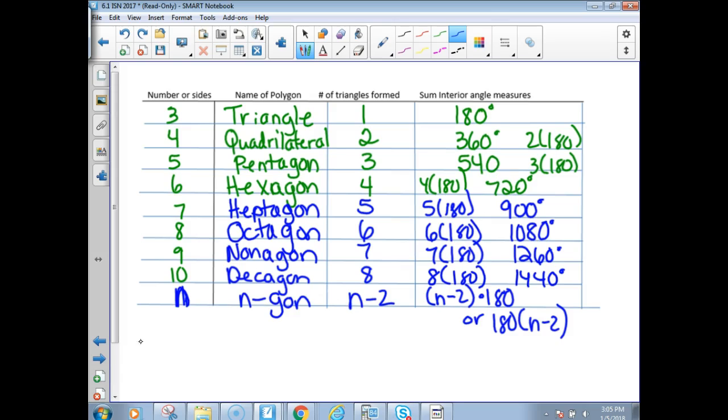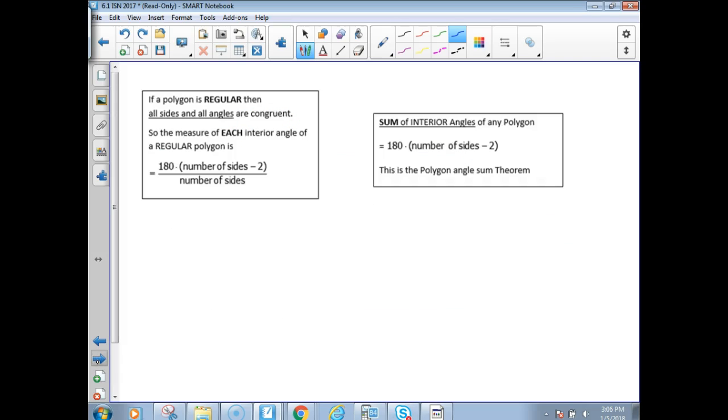Okay, so let's do a couple of examples. If a polygon is regular, then all the sides and all the angles are congruent. You must know what regular means. So, the measure of each interior angle of a regular polygon is 180 times the number of sides minus 2. So first you've got to do 180 times n minus 2. I'm abbreviating it. And then divide by the number of sides n. This is just the same thing. This one's in words. This one's more in formula notation.